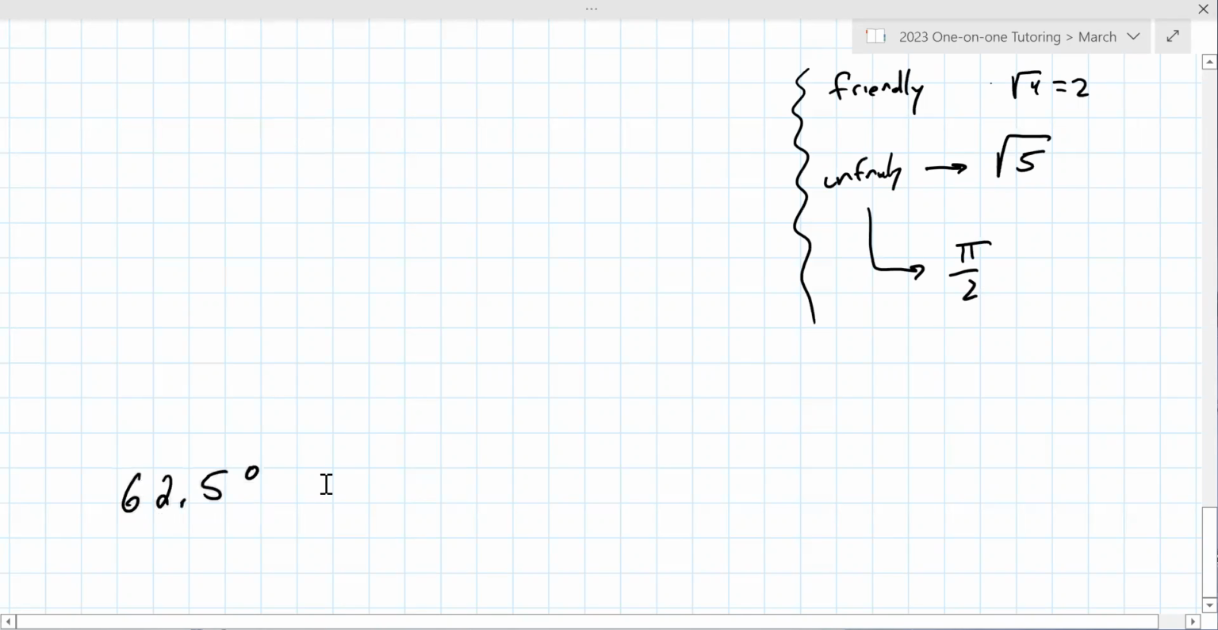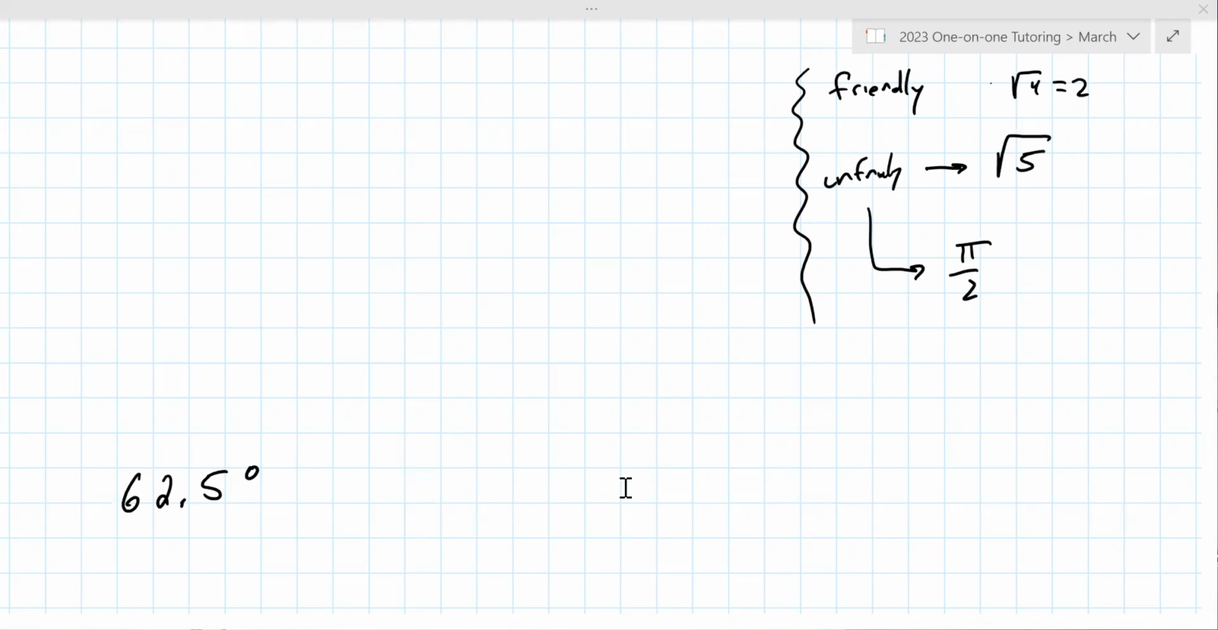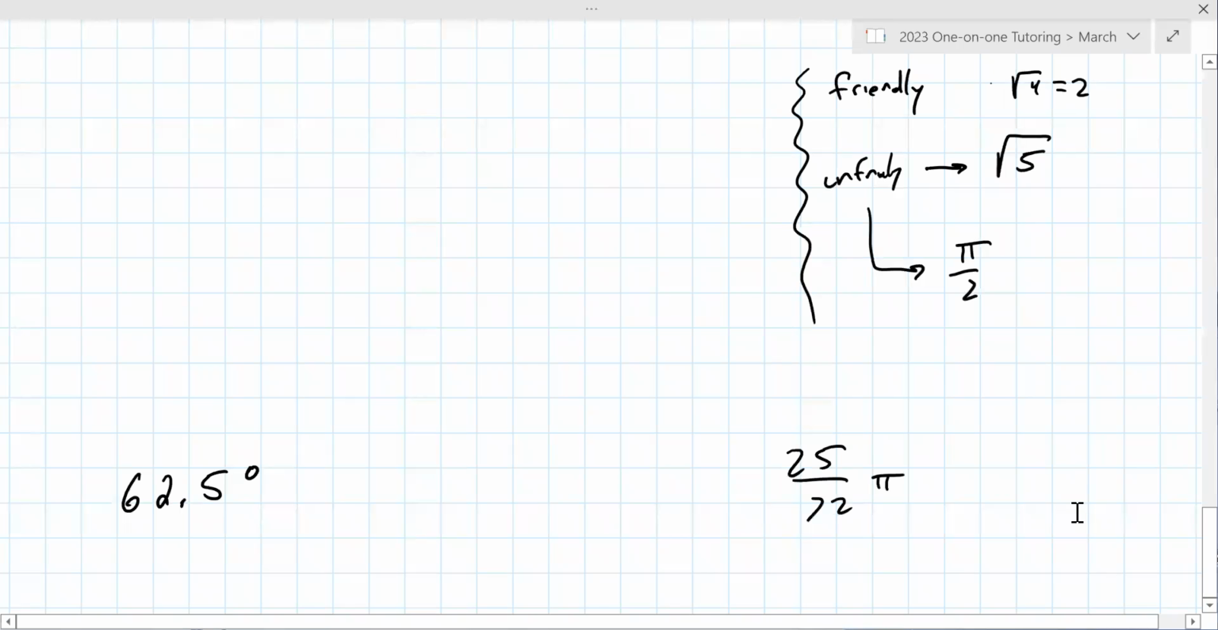All right, last one for you to try before we go the other direction. What is 62.5 degrees converted to radians? So that'd be 62.5 divided by 180 pi. I will do that right now. That would be 25 over 72 pi. Yes, it becomes 25 over 72 pi. Very good. Okay, now we're going to go the other direction.